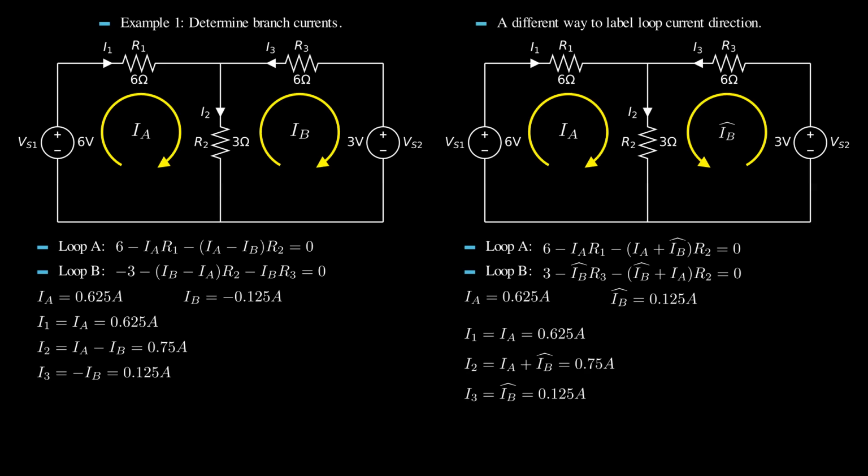My final note is that for this simple example, both ways of labeling loop current have their own advantages. However, for more complex circuits, labeling all loop currents in the clockwise direction is more consistent. Because for the resistors that have two loop currents going through, you will always have active current minus adjacent current times the resistor as the voltage.